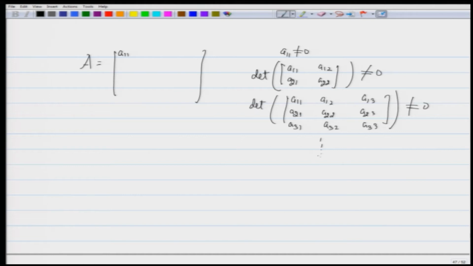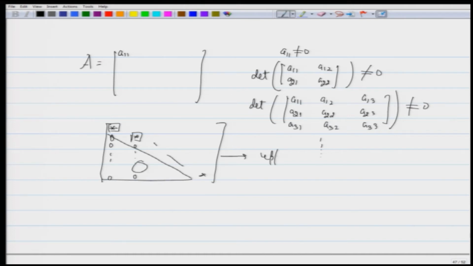If I have such a thing, then at each stage I will have a pivot, fine, and this pivot will make every entry 0 here. I will have another pivot here which will make every entry 0 here, and so on. So, I will get this matrix with everything here being 0. So, I get this as an upper triangular matrix, fine.